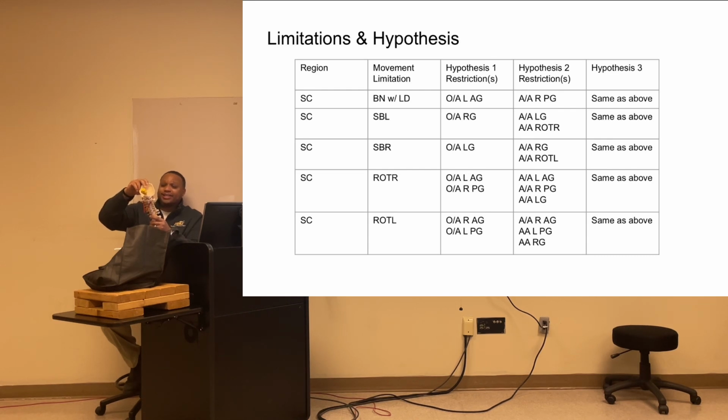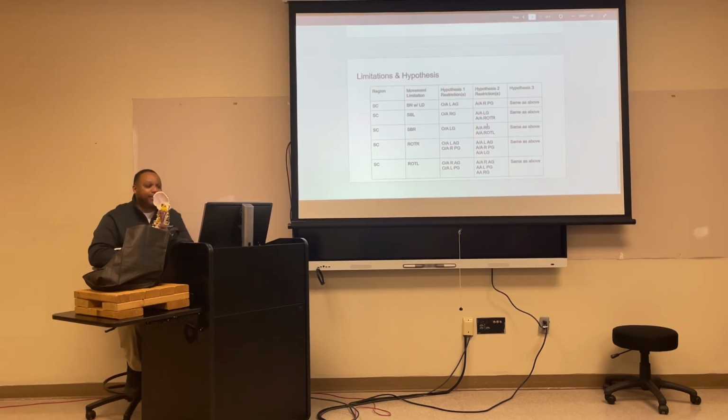Therefore, since the right side of the atlas is not gliding posteriorly, now we get a deviation to the left because the left side is moving posteriorly. Left side is moving posteriorly, right side is not moving posteriorly. Therefore, we get a deviation to the left with the AA. So that's at the AA. So that's hypothesis 2. So side bending left.